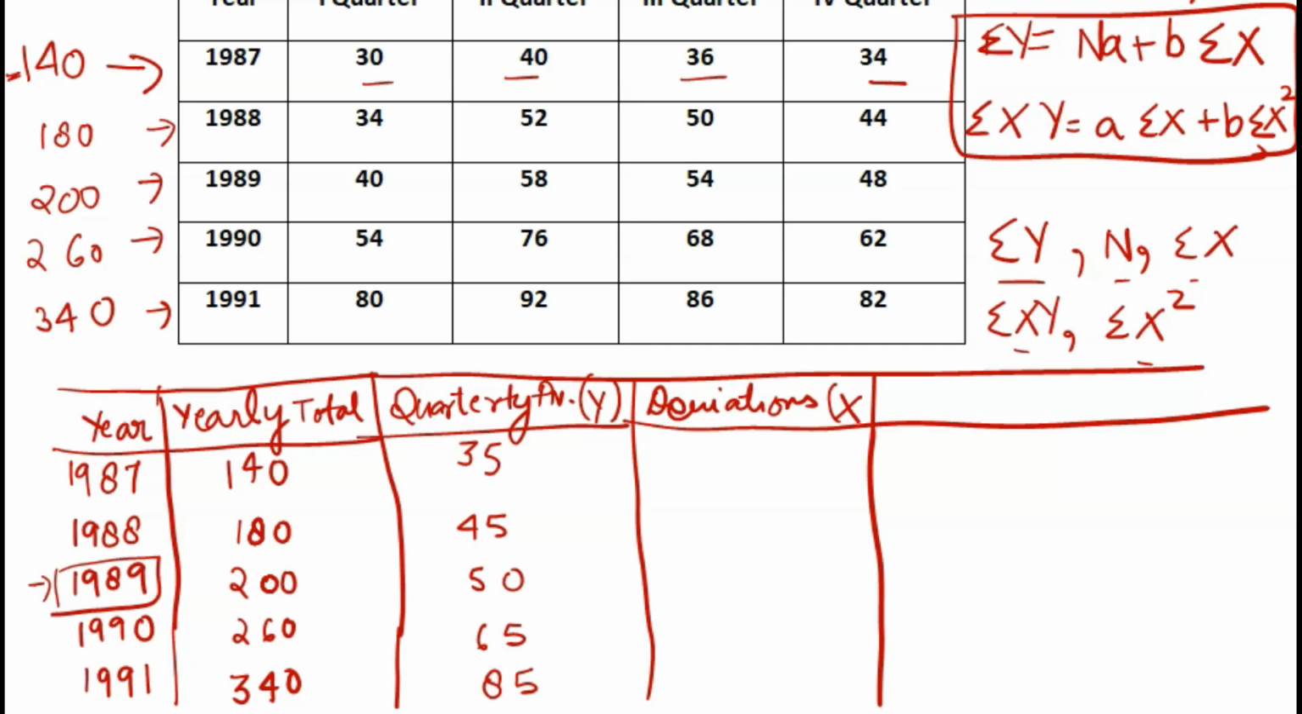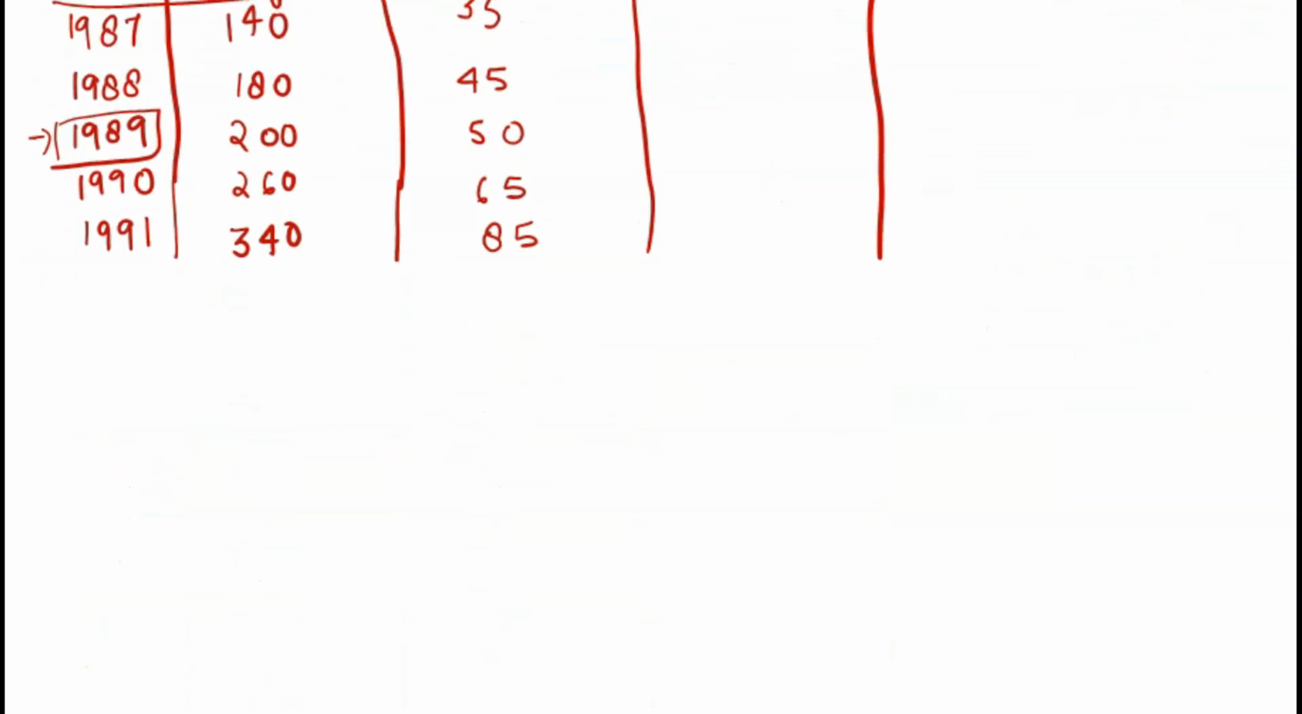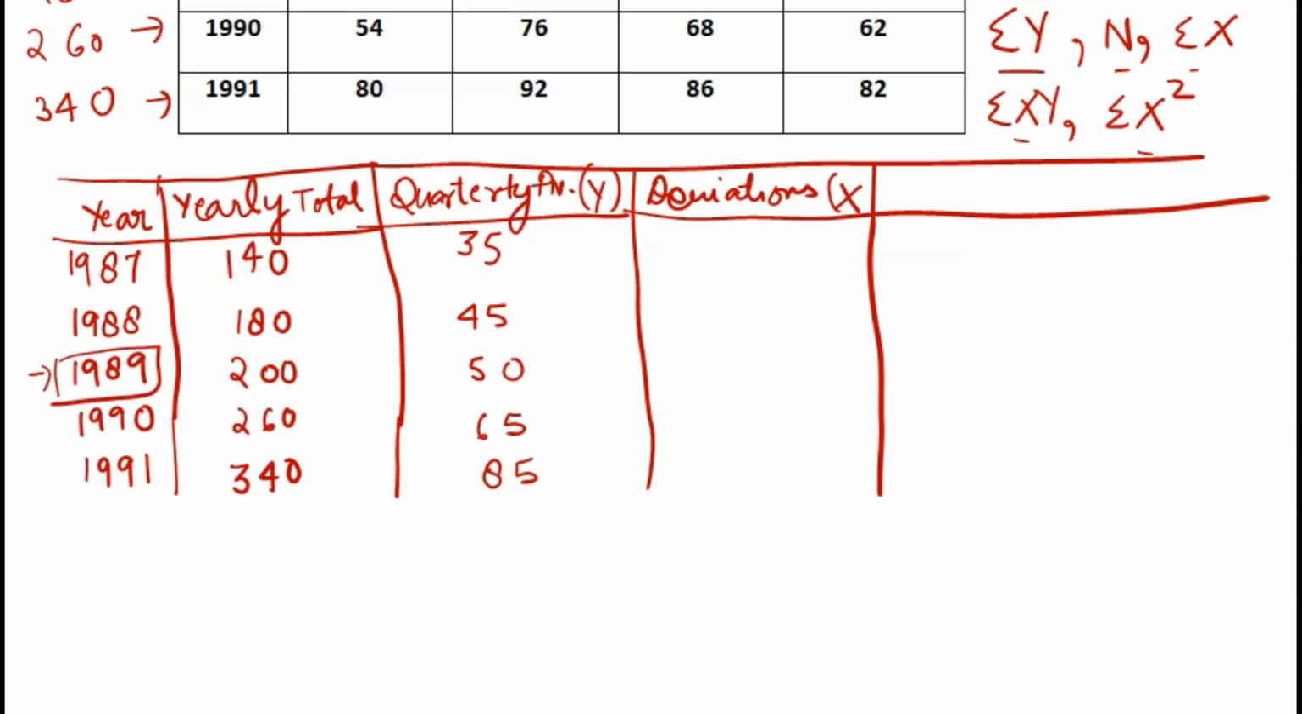We need these values. So the deviations are from where? 1989 is the origin year, the base year. So for the first year, 1987 minus 1989 is minus 2. 1988 minus 1989 is minus 1. 1989 minus 1989 is 0. 1990 minus 1989 is 1. 1991 minus 1989 is 2. Like this we have got the deviation values.